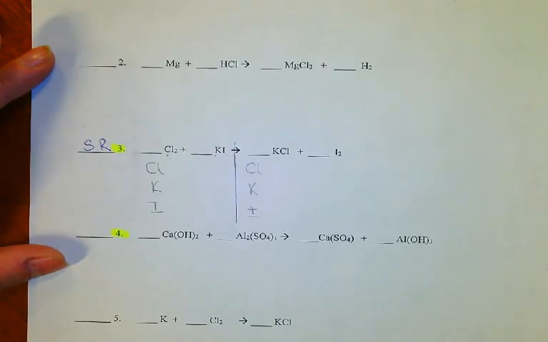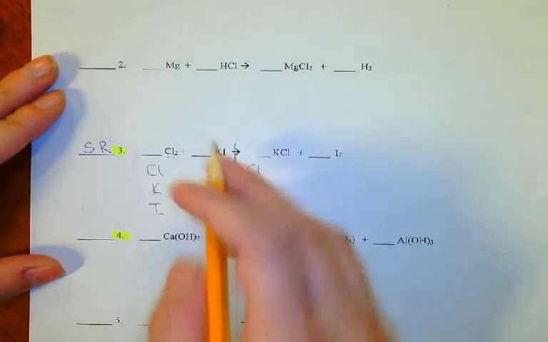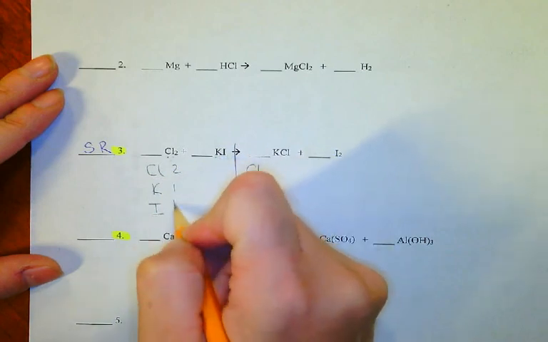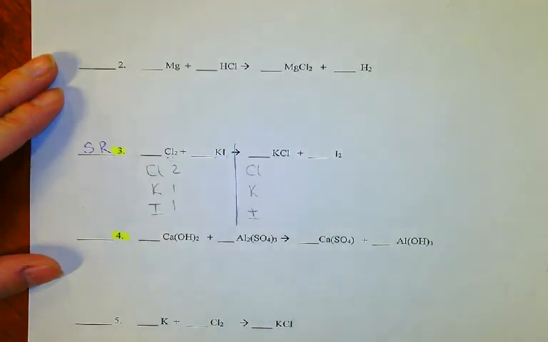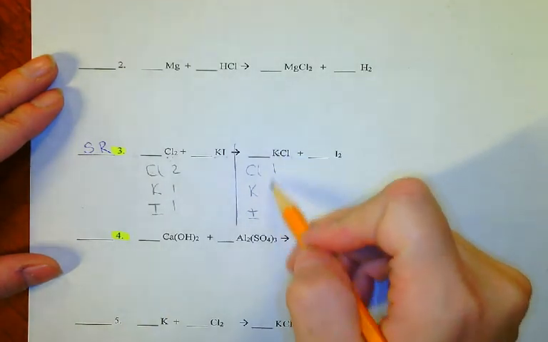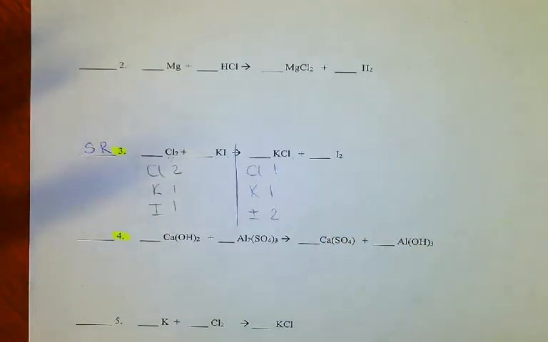And then I just kind of want to take stock of how many I have to start with. So chlorine is one of my diatomic 7. I'm starting with 2, Cl2. I've got 1 potassium and 1 iodine to start with on the reactant side. On the product side, I've got 1 chlorine, 1 potassium, and 2 iodine. Okay. And then we're just going to work our way down.